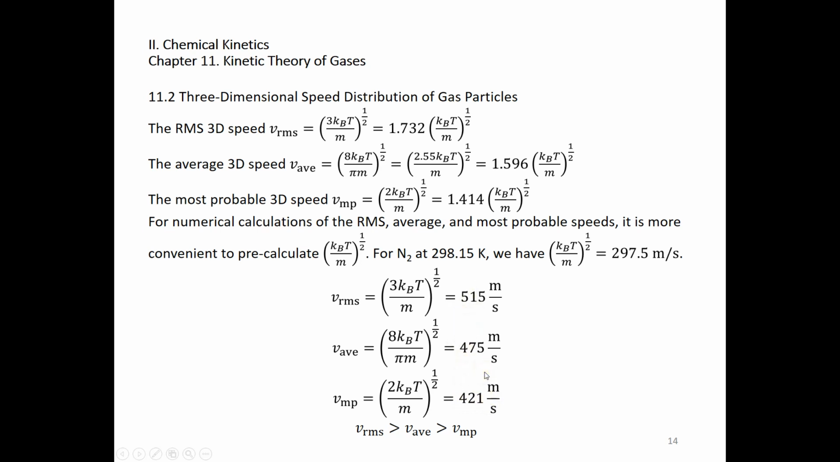You can just do a simple calculation yourself. Let's say there are only 3 particles moving, and their 3-dimensional speeds are, for example, 1 meter per second, 2 meters per second, and then let's say 6 meters per second. 1, 2, and 6. And then you can compute the root mean squared and the average. You'll see this is always greater than this. For the most probable speed, well, you need more data points.